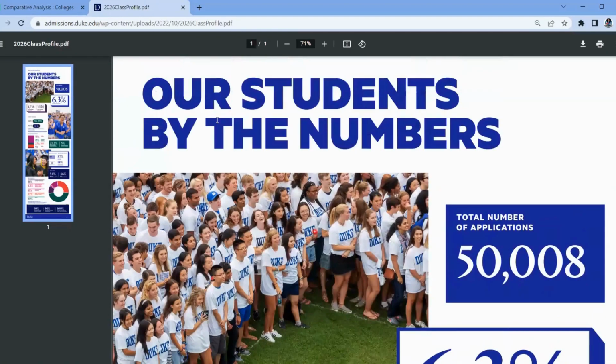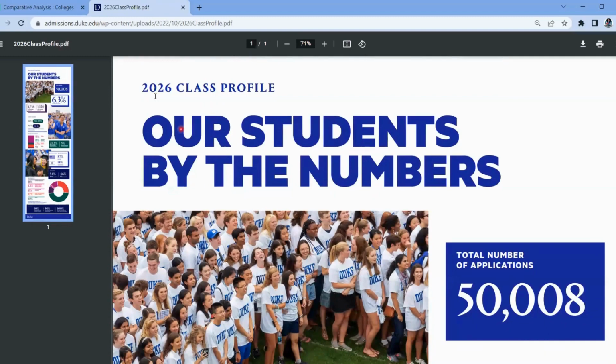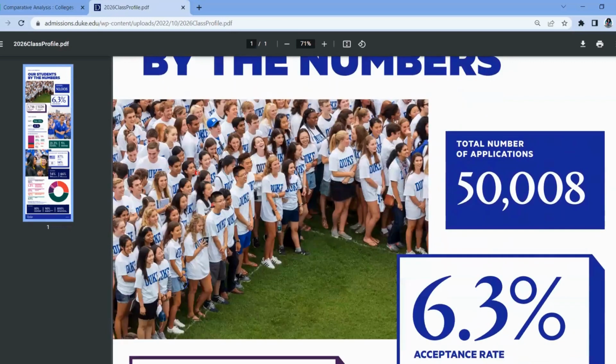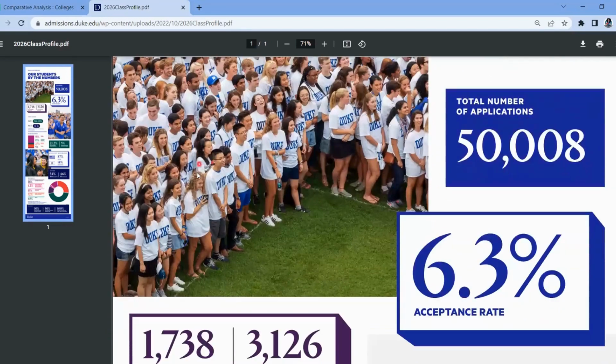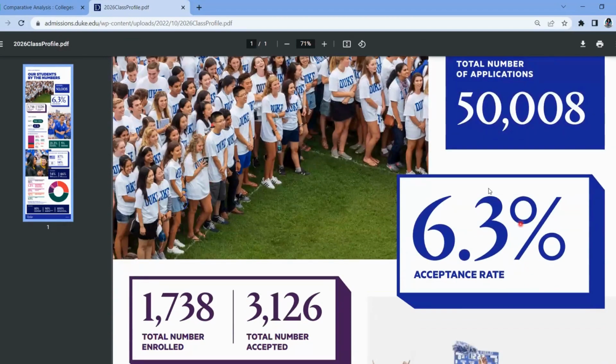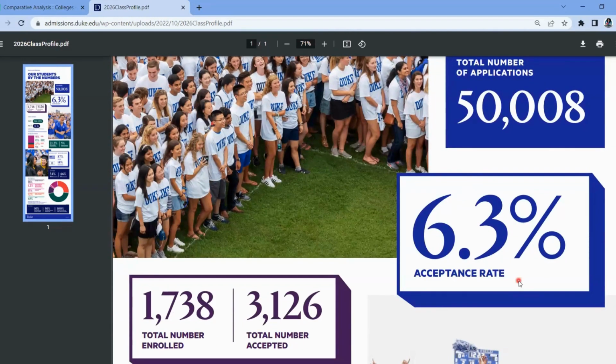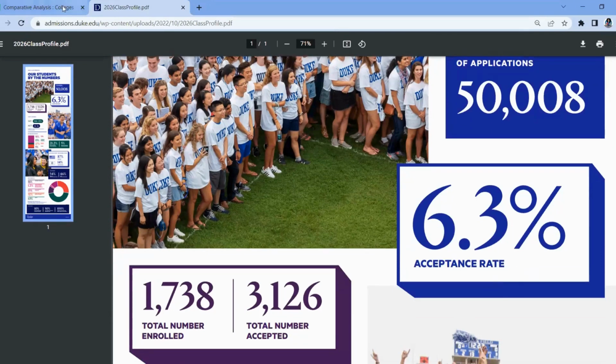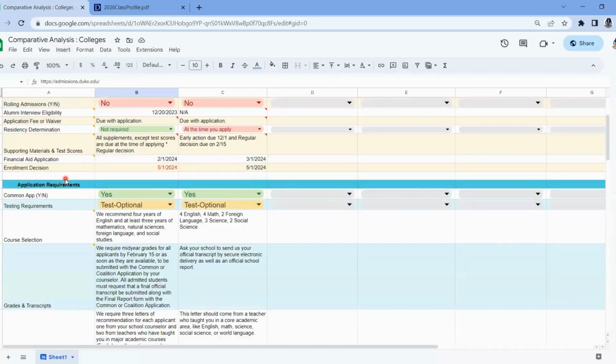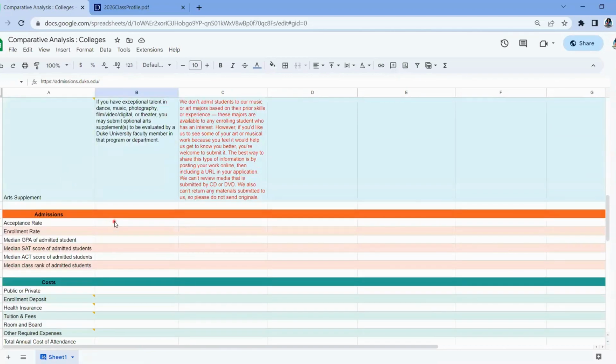All right, so this is the 2026 class profile. This looks like it's the most recent one they published, and it captures a lot of the statistics that I'm interested in. So the first statistic is the acceptance rate, and they've combined the early decision and regular decision acceptance rate. So I'm going to put 6.3% for the acceptance rate for this school. I'm going to zoom in just a little bit.